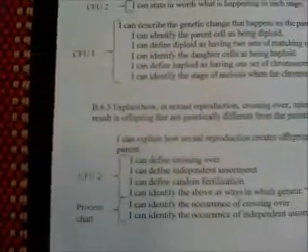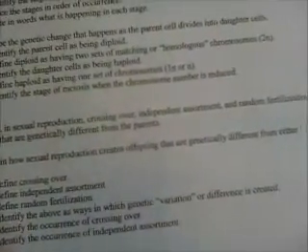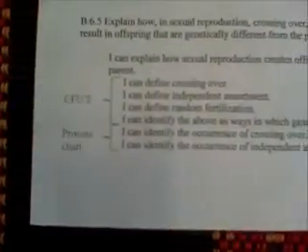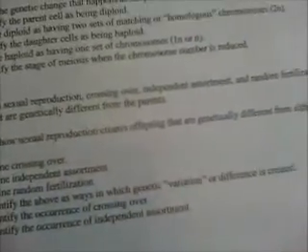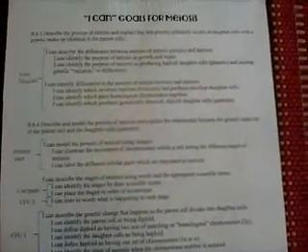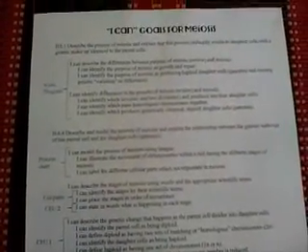And then finally, explain how in sexual reproduction, crossing over, independent assortment, and random fertilization result in offspring that are genetically different from the parents. And that I only broke into one, but it's broken then into many observable tasks because there are so many independent parts in that single standard. So again, this single-page sheet serves as an outline both for me in my instruction, and it helps the students see where we're going, and it helps them review where we have been.